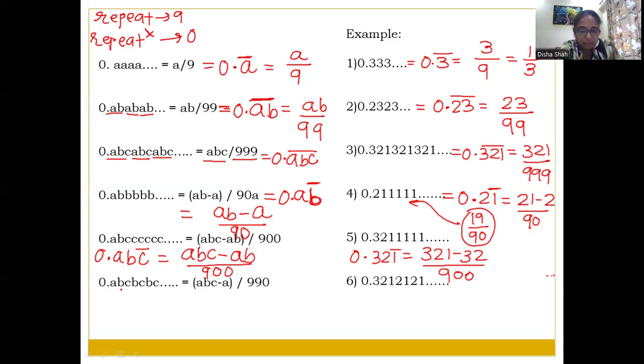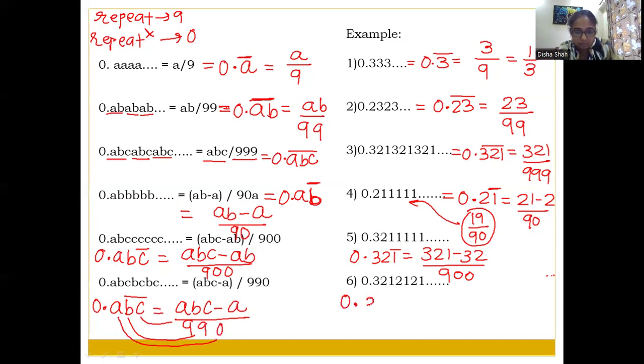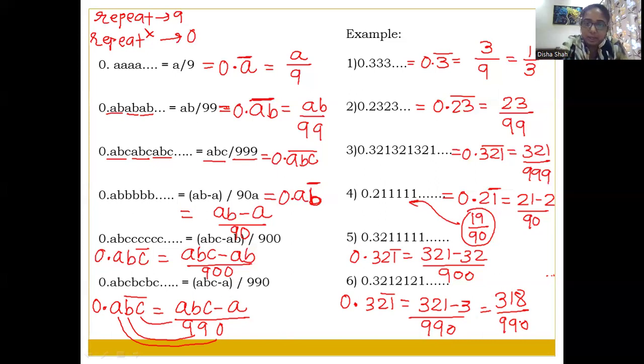Next pattern is 0.ABCBCBC, so here you can see that only BC is getting repeated, so what we will do is ABC minus A. Why? Because A is the only digit which is not getting repeated. For C write 9, for B write 9, and for A we have to write 0. This is how we can write 321 minus 3, which is 318 by 99. So the question will be based on one of these patterns. We have covered all the patterns here.